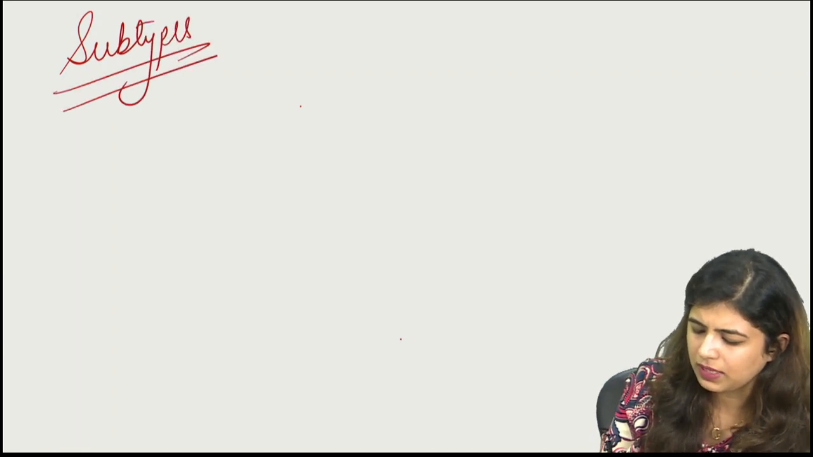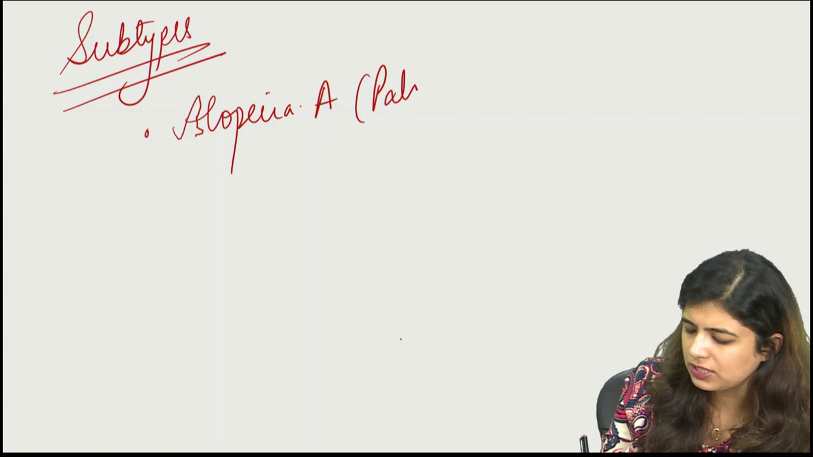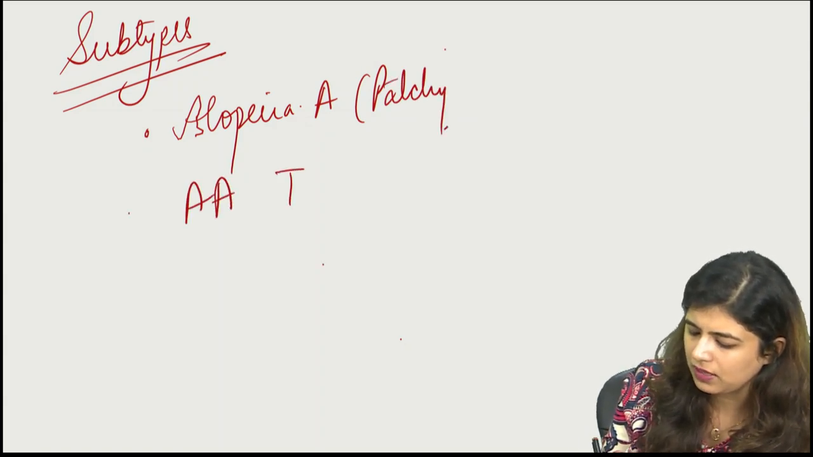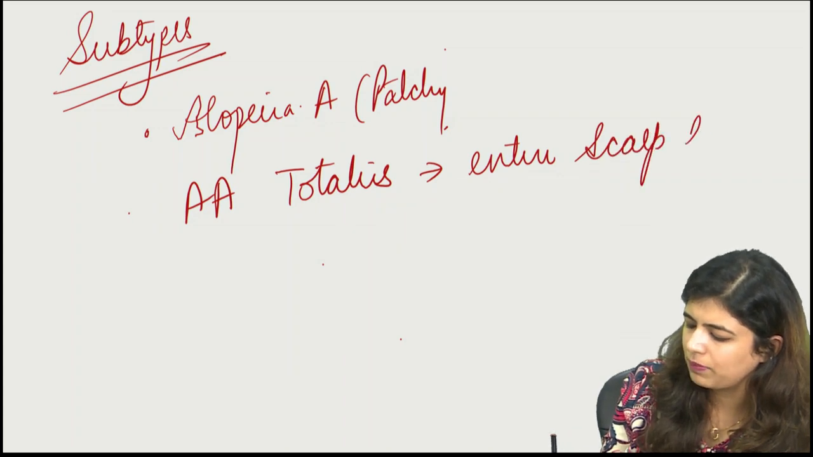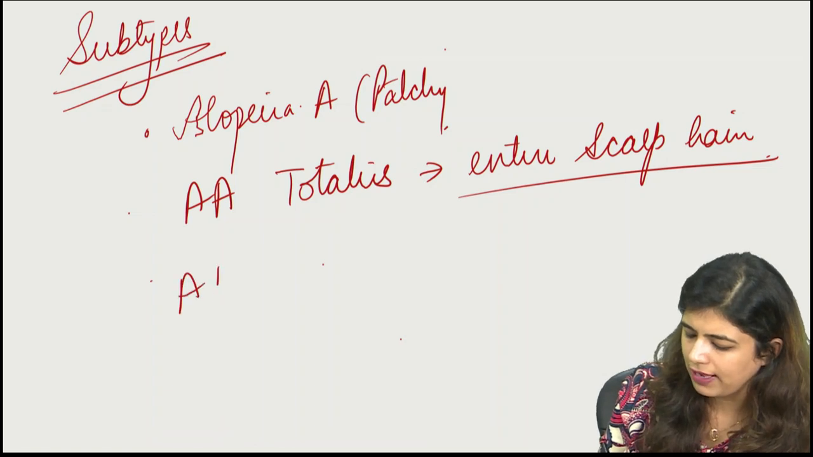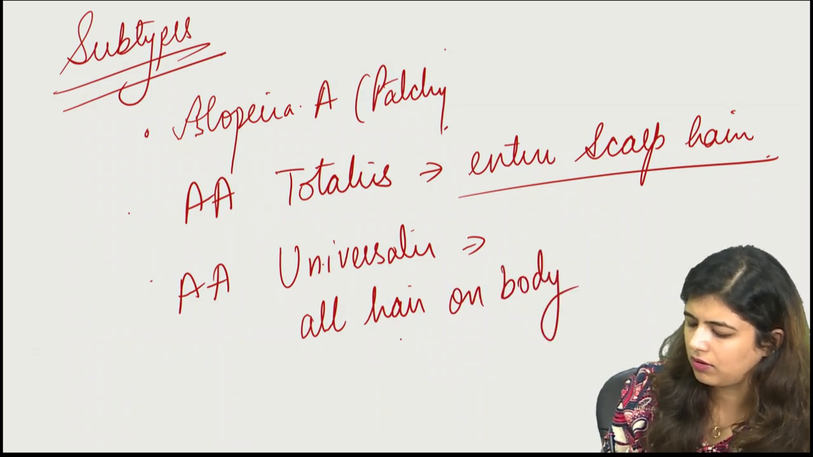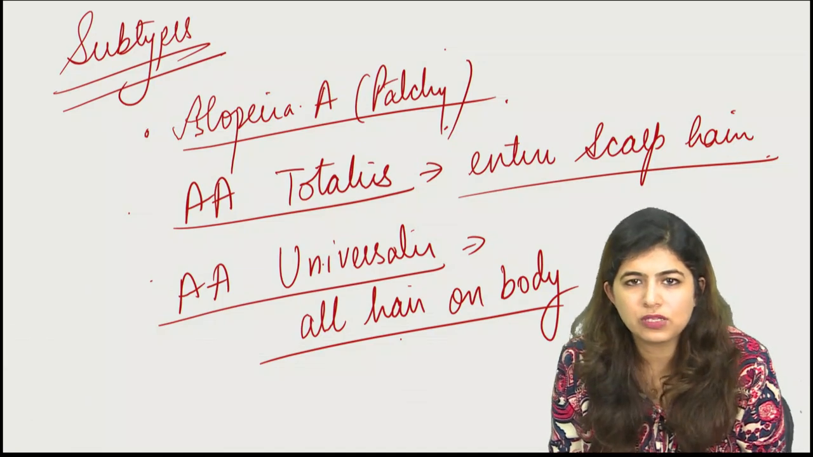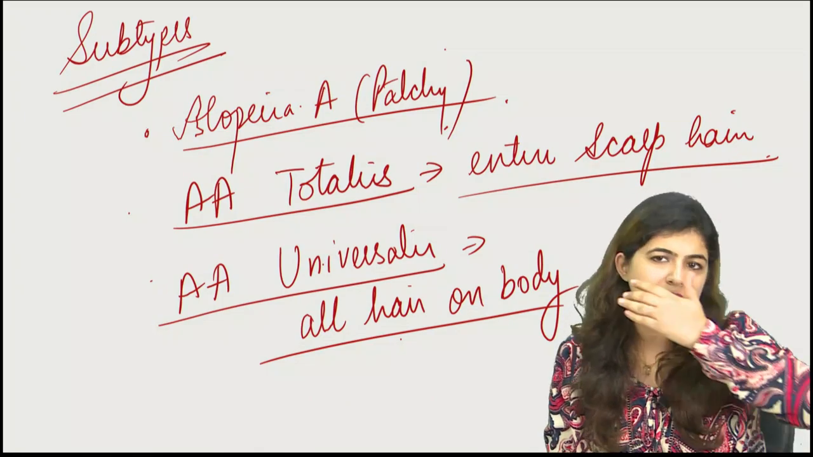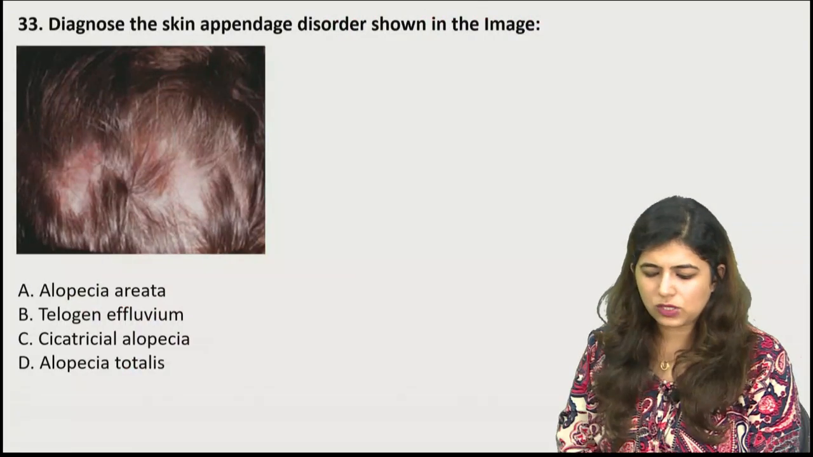Subtypes are not questions, but they may sometimes be options in the other questions. Alopecia areata patchy. Patchy is when you have few patches. Then you have alopecia areata totalis. Totalis is when the entire scalp hair is involved. And you have alopecia areata universalis, where all hair on the body are gone. So these are just some subtypes. Not very common questions, but they may be the options in some other questions for which you need to know what these are. Totalis is when the entire scalp is gone. Universalis is entire body hair gone. Clear? Great.